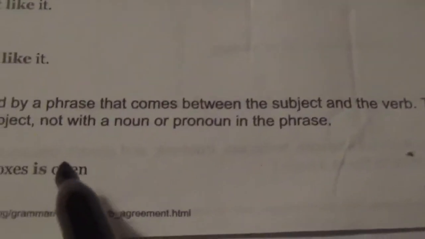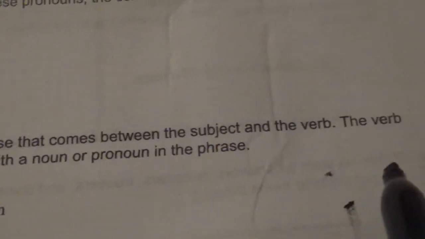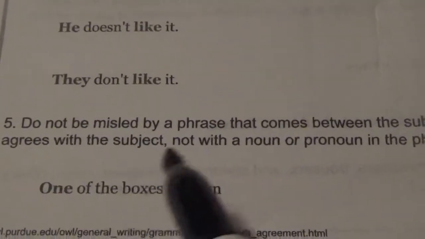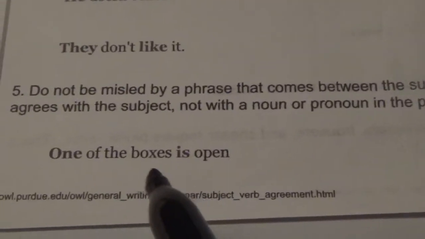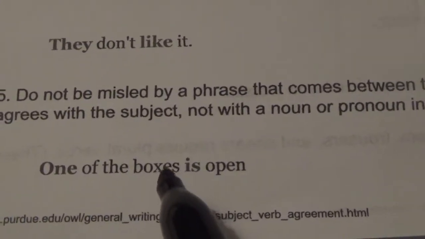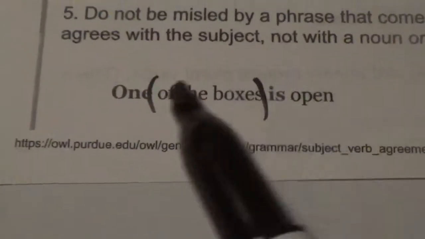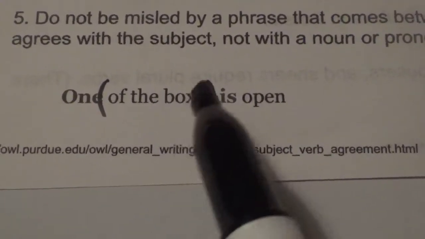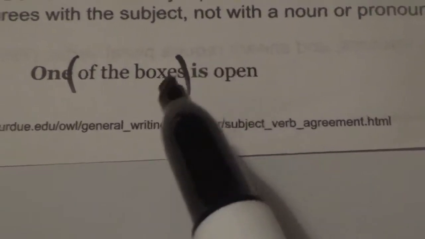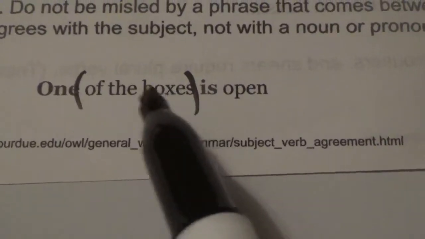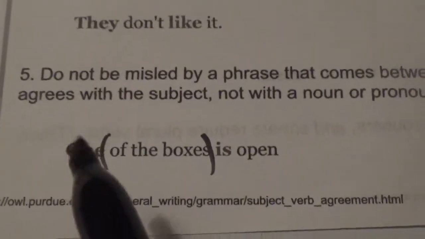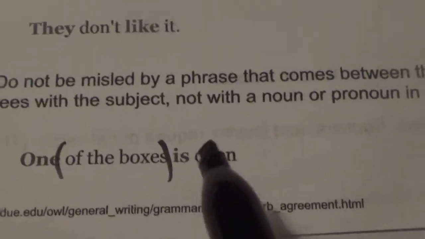Don't be misled by a phrase that comes between the subject and verb. The verb agrees with the subject, not with a noun or pronoun in the phrase. One of the boxes is open. This is why it is very important to remember for prepositional phrases to put the prepositional phrase in parentheses. So you know then, oh, it doesn't matter that it's boxes. No, we wouldn't say boxes is, but boxes is not the subject. That's a prepositional phrase. It doesn't matter what that says. We're going to look at the subject. One is. One is open.